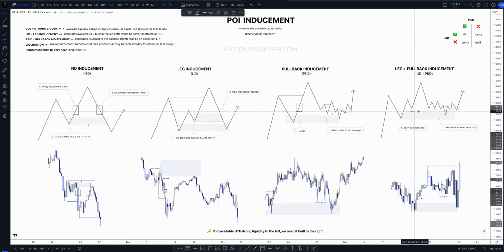So now we have it. We have leg inducement, we have pullback inducement, left and right. So now it's a high probability POI, purely thinking about inducement. Obviously you need to use all of your other concepts and everything. You're not just going to say, okay, there's inducement, this has to be a POI. You need to be thinking about everything. This is just another tool, another layer we're bringing in.